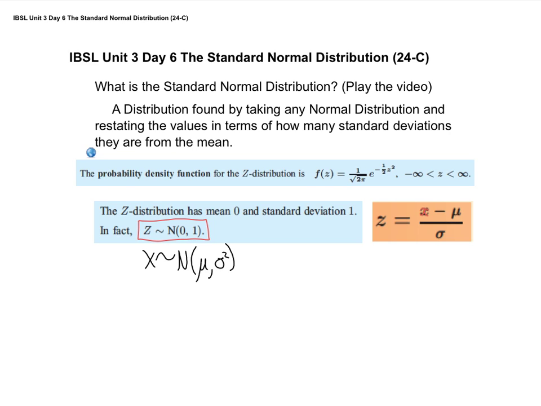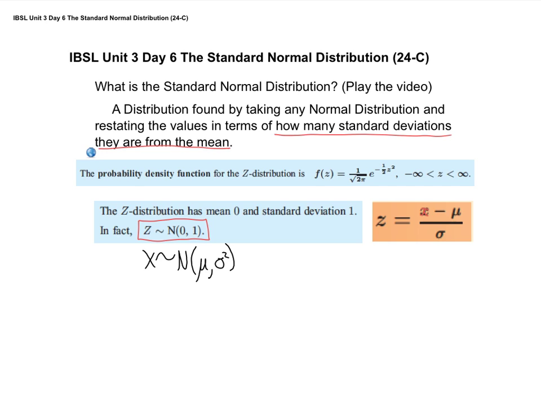Okay, so we're finding the distance away from the mean, and then we divide by the standard deviation. And what that tells us is how many standard deviations each score is from the mean. Okay?